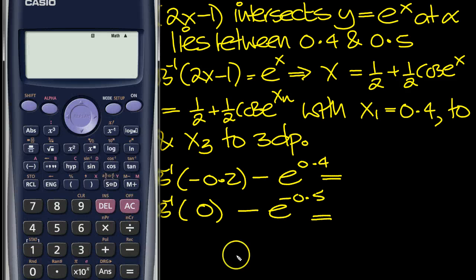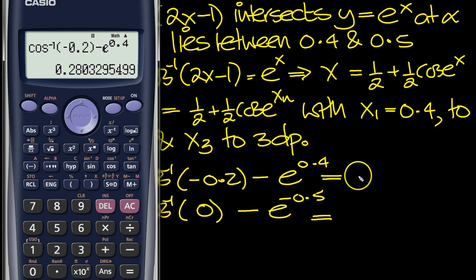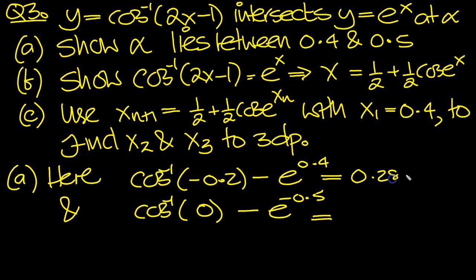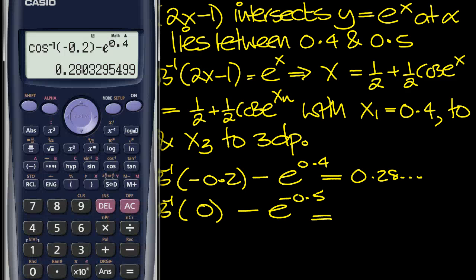So let's type that in the calculator then. So we've got arccos of minus 0.2. So shift cos of negative 0.2 minus e to the power 0.4 equals 0.28, which is positive, and then put the next value in.